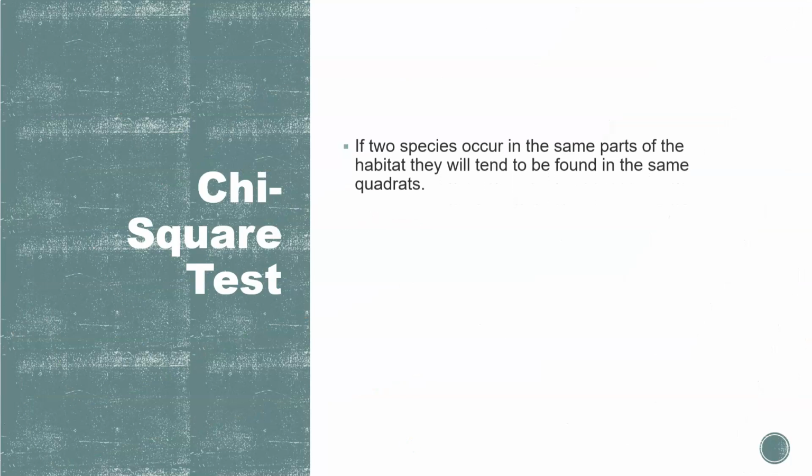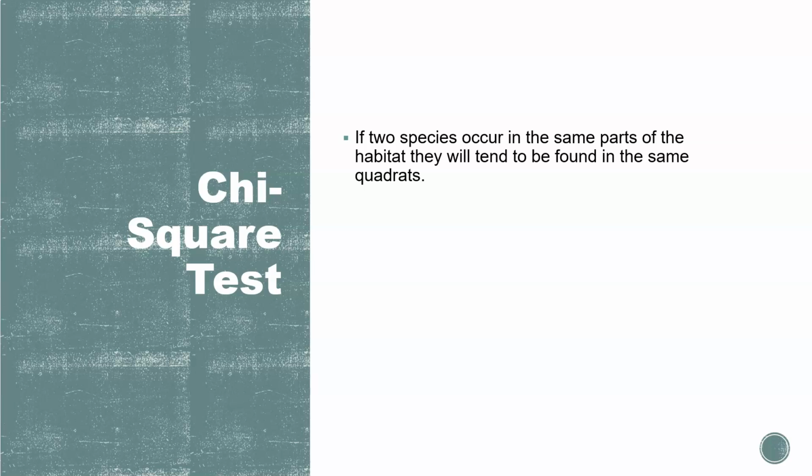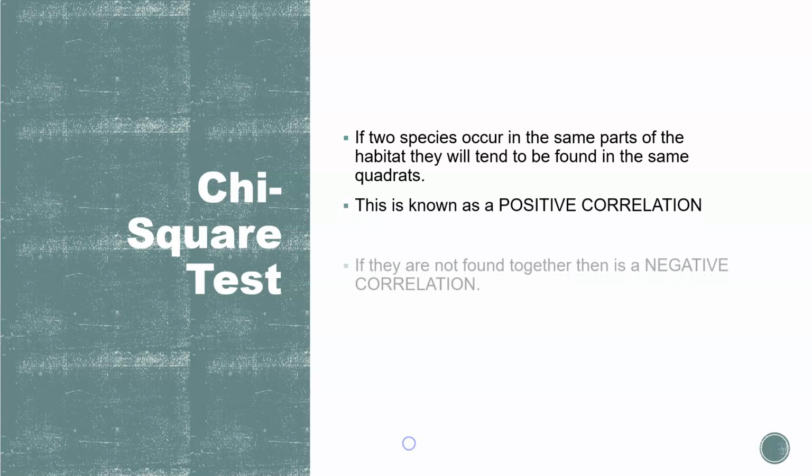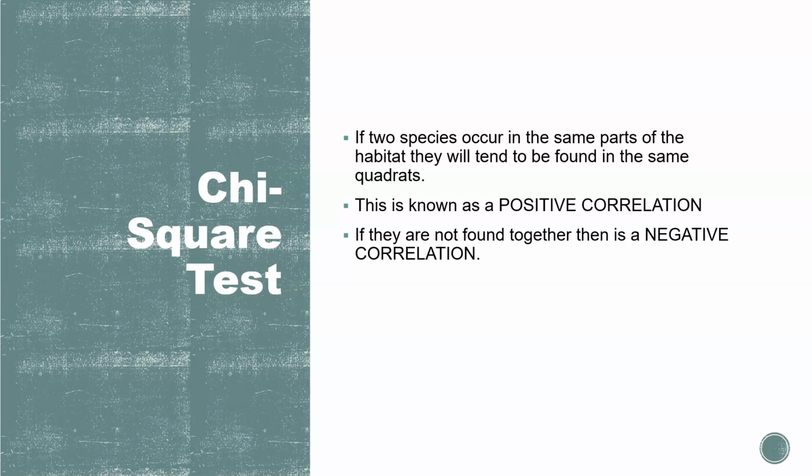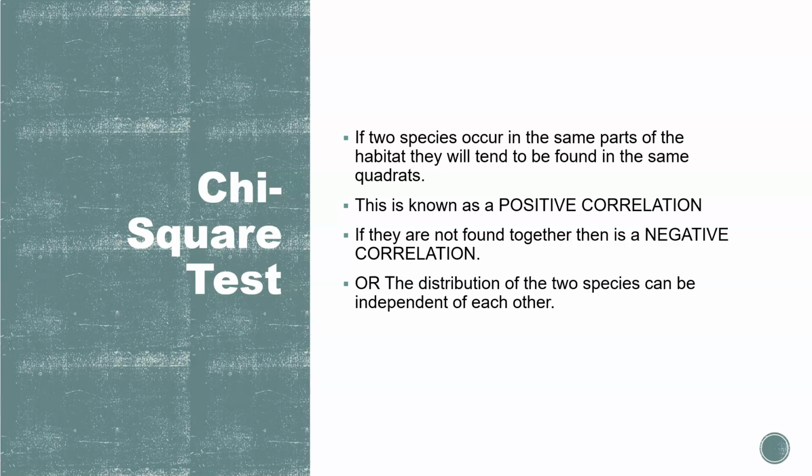Alrighty, our chi-squared test. If two species occur in the same parts of the habitat, they will tend to be found in the same quadrats. This is known as a positive correlation. If they're not found together, then it's going to be a negative correlation. Or the distribution of the two species could be completely independent of each other.